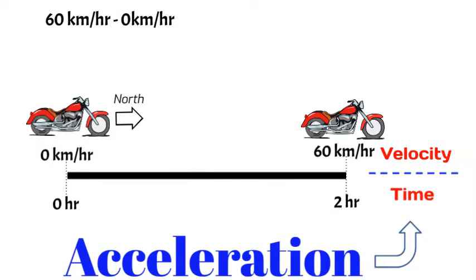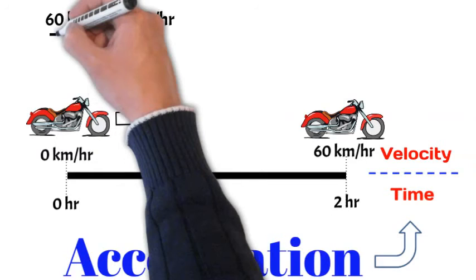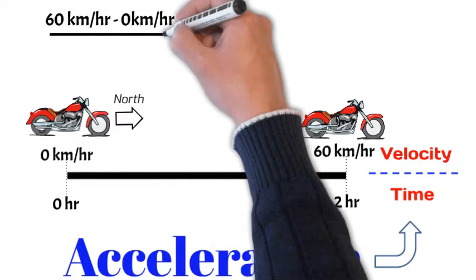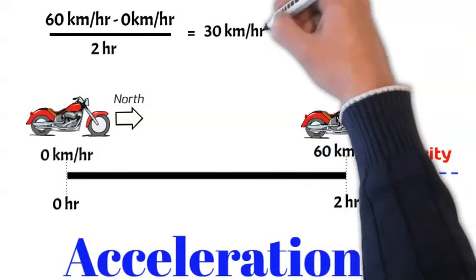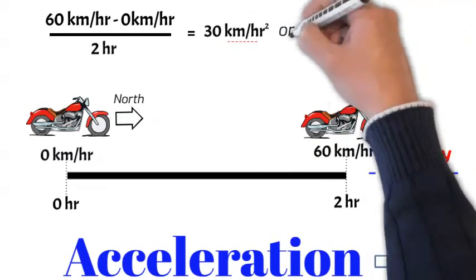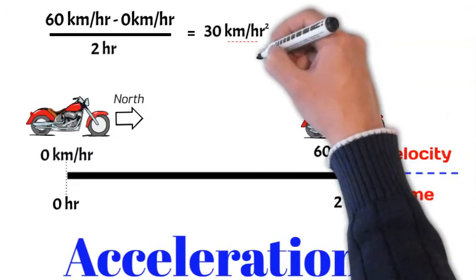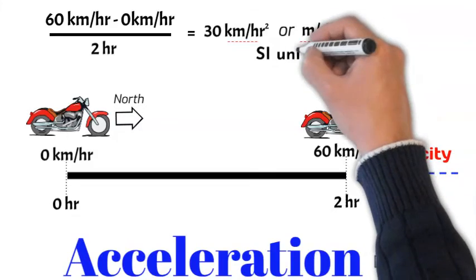Here, 60 km per hour is the final speed, that is velocity, and 0 km per hour is the initial speed. The time taken to reach 60 km per hour is 2 hours. Hence, acceleration is equal to 60 km per hour minus 0 km per hour divided by 2 hours. From this, we can get the acceleration as 30 km per hour square. And so, kilometer per hour square is the SI unit of the acceleration.